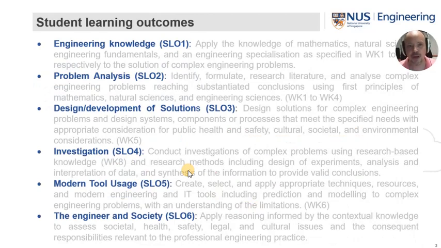What are the student learning outcomes? Well, the first SLO, first student learning outcome, is engineering knowledge, for you to be able to apply knowledge in mathematics, natural science, engineering fundamentals to solve complex problems. Problem analysis is SLO2, our second student learning outcome. In short, for you to be able to identify, formulate, and research literature to reach substantiated conclusions when it comes to problems that you need to solve.